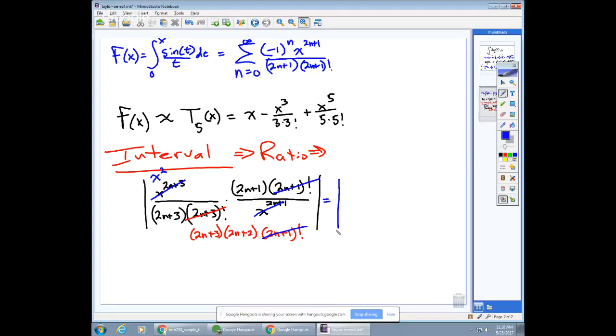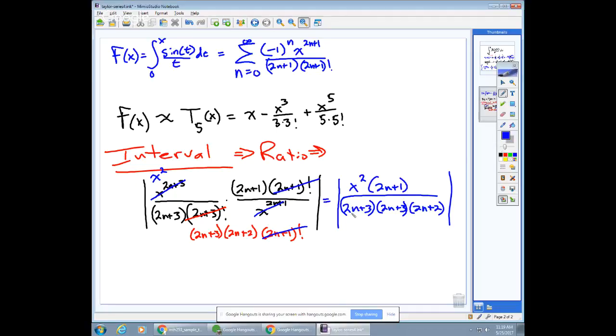We have the absolute value. We have an x squared in the top. And we have a 2n plus 1 at the top. In the bottom, let's see, I've got a 2n plus 3. I've got another 2n plus 3. And I have a 2n plus 2. Did I get everything? I think so. 1, 2, 3 things not crossed out there. 2 things, yeah, that looks right.